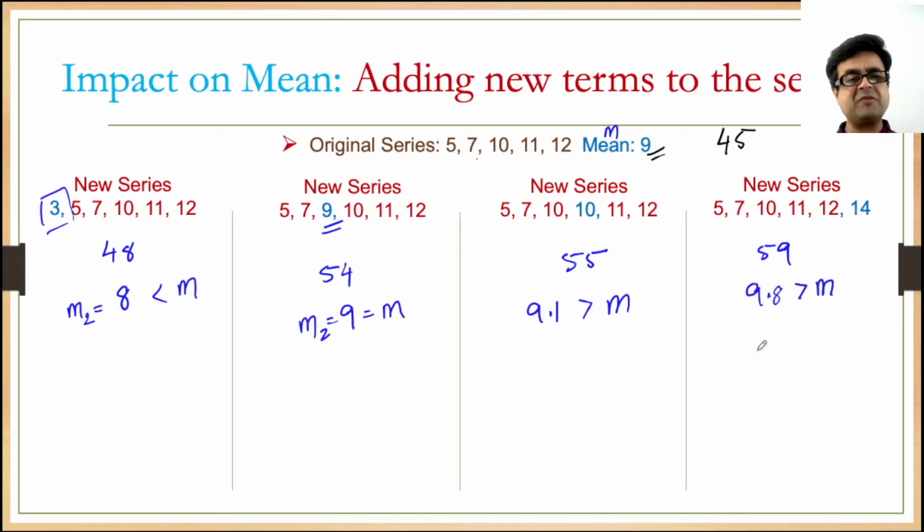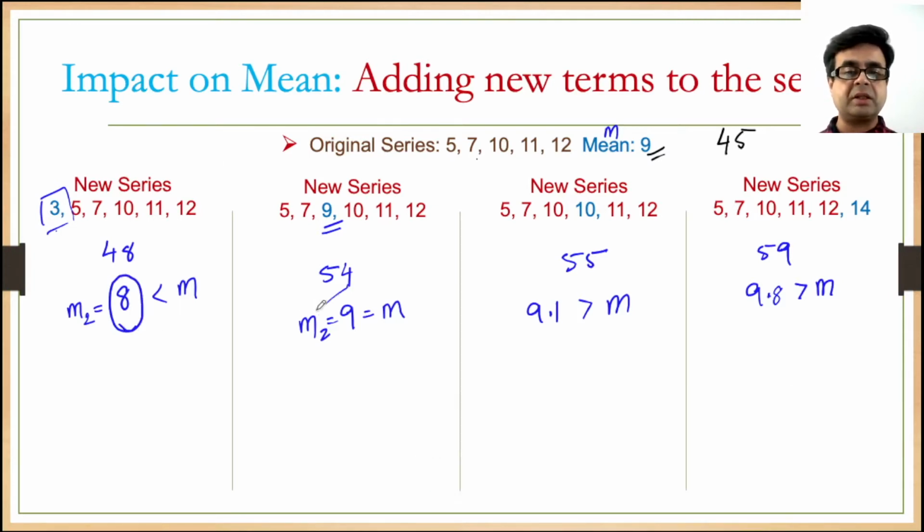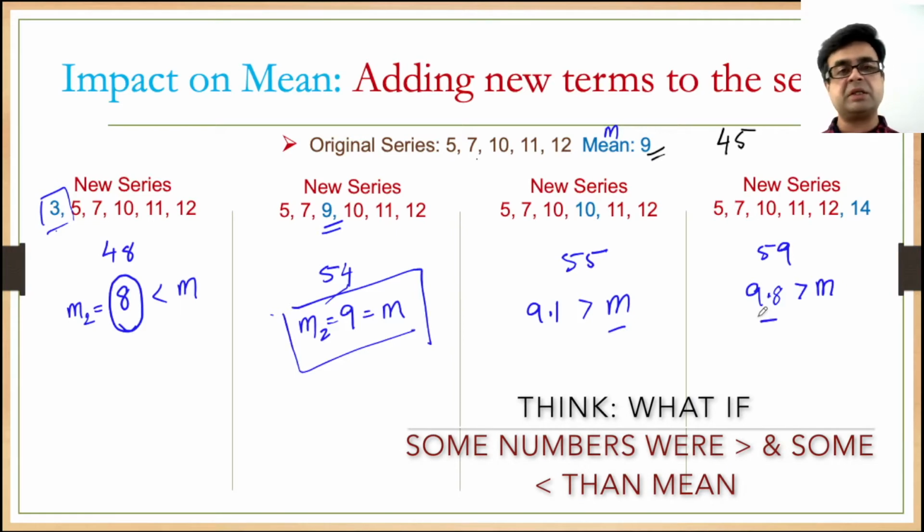So there is something very interesting happening here, and there is a pattern, and I hope you already realize the pattern. Whenever I am adding a number that is less than the original mean, the mean is decreasing. As in this case, when I add 3, which is less than the original mean of 9, my mean actually decreases. Whenever I am adding a number which is equal to the mean, then my mean doesn't change, it remains the same. When I add any number which is greater than the mean, my mean increases. This is the underlying pattern that you need to understand.